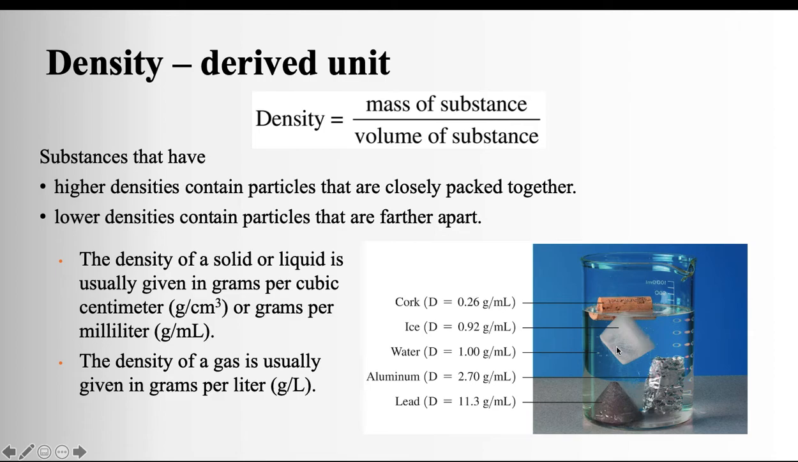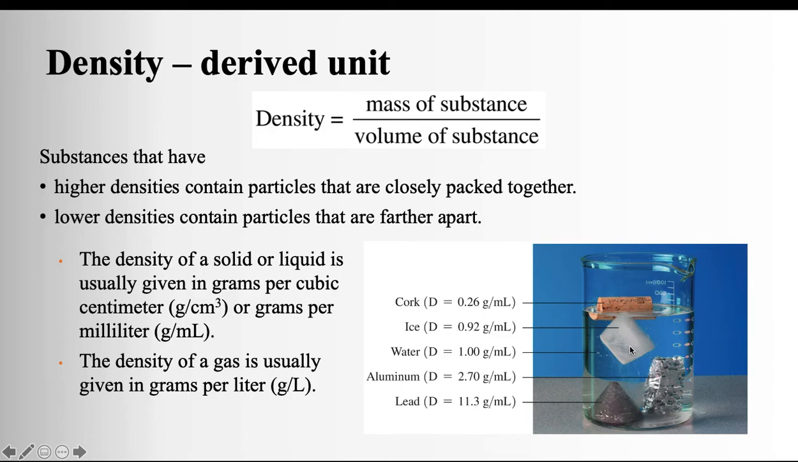Let's look at ice, for example. Ice has a density of 0.92 grams per milliliter, where liquid water has a density of 1 gram per milliliter. This is smaller, so therefore it floats. Look at cork. It's even smaller, so it floats. Now water is one of those weird substances.